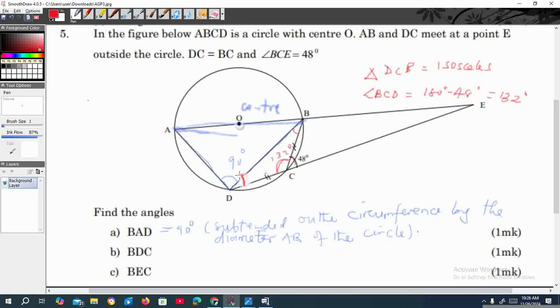So angles of a triangle add up to 180. So the two base angles of the isosceles triangle will be 180 minus 132, and this will give us 48 degrees. And because this is for the two angles sharing equally, we divide by 2, and each angle will be 24 degrees. So angle BDC will be 24 degrees.